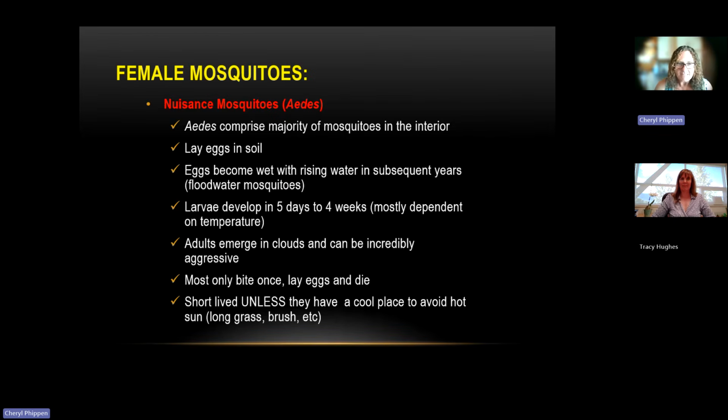Our nuisance mosquitoes in British Columbia are the ones that are in the highest numbers. So we have extremely high numbers of mosquitoes from the genus Aedes. Most of these species lay their eggs in soil. Those eggs become wet with rising floodwaters in subsequent years, or rising snowmelt in subsequent years. Depending on the species and depending on the weather, it varies how long it will take them to go from hatching from their egg to their pupal stage.